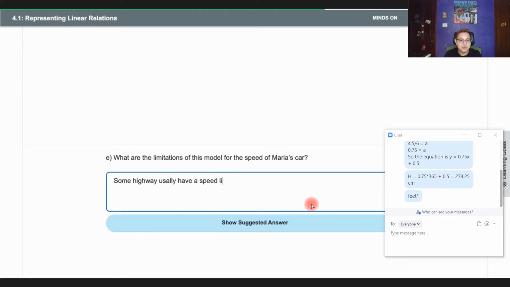Some highways usually have a speed limit, and you cannot exceed that.